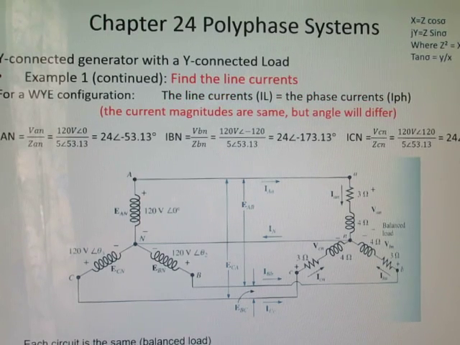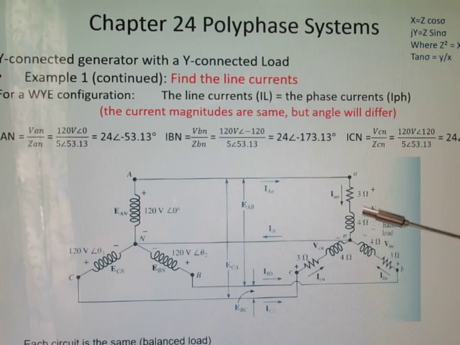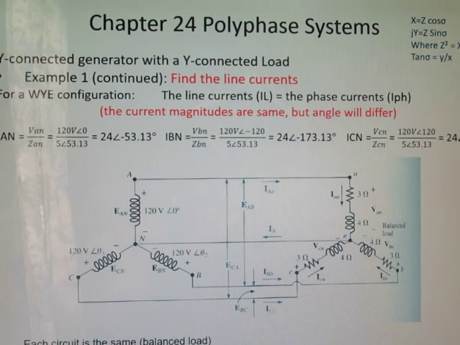To find the line currents, we first need to know what the total impedance is. So what kind of load do we have? We have a balanced load. We have a 3 ohm resistor and a 4 ohm inductor, or inductive reactance, and it's the same on all of those.